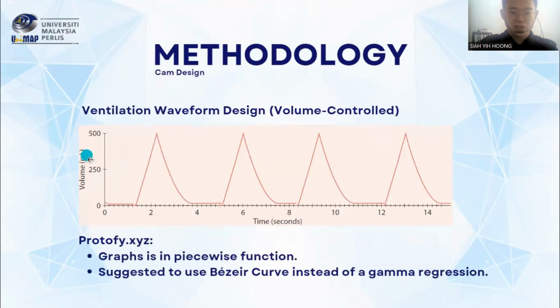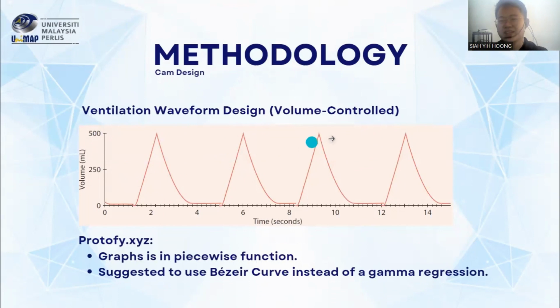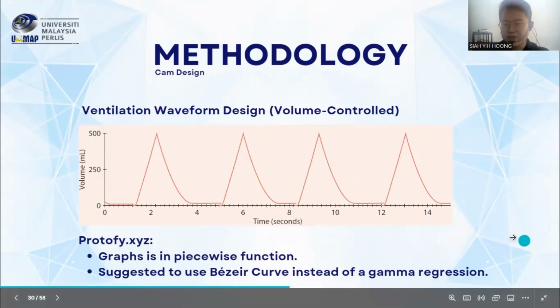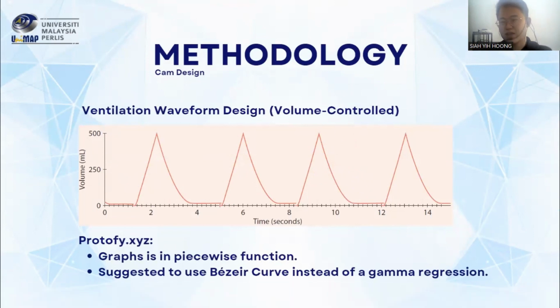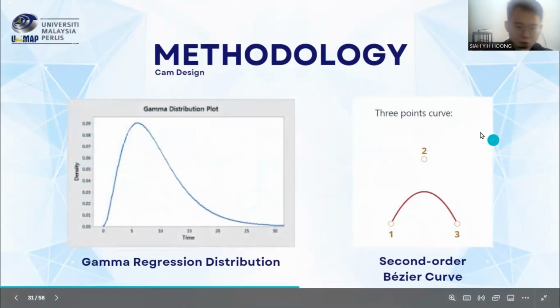This is the ventilation waveform design. According to Protofy.xyz, which is also a developer of a camshaft ventilator, they developed their cam profile using gamma regression. However, they found some disadvantages because the curves slightly lack flexibility. So they suggest using a Bezier curve instead. The difference between the Bezier curve and gamma regression is shown in this slide. This is the gamma regression and this is the Bezier curve.